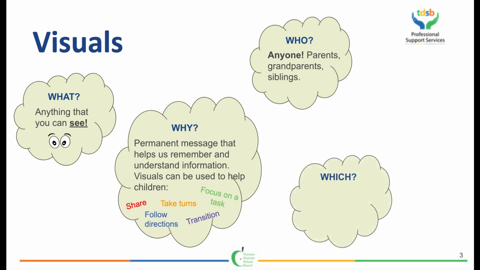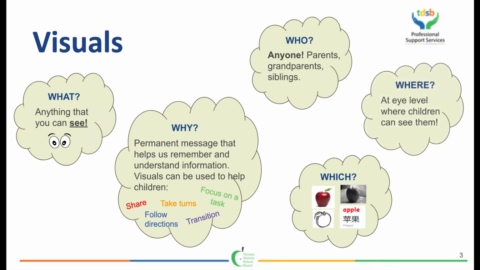Visuals can be modified to the age of your child, their learning style, and the resources that are available to you at home. You can use a tangible object, a photograph, a hand-drawn picture, or a written representation of a word as a visual for your child. Visuals should be placed at eye level where children can see them. They can be placed on a desk, table, floor, or fridge, wherever the child can access it best.